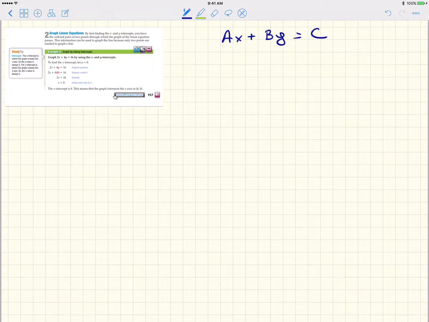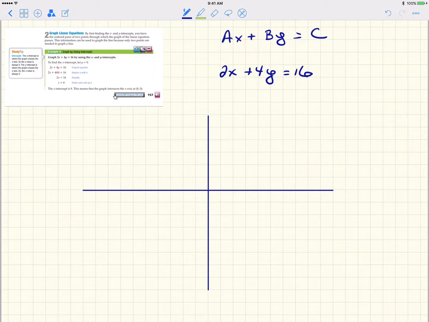Graph 2x plus 4y equals 16. So how do we use the standard form to figure out my x and my y intercepts? Let me draw a quick graph here. Here's my y-axis, here's my x-axis, and then we'll figure out some points in a moment.